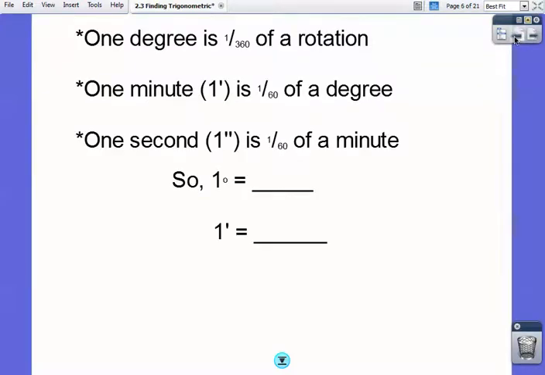First, let's review. You guys know that 1 degree is 1/360th of a rotation, right? In other words, a rotation contains 360 degrees. A minute is 1/60th of a degree. So 1 degree has 60 minutes in it, right? 1 second is 1/60th of a minute. So a minute has 60 seconds. You guys remember all that? Okay.